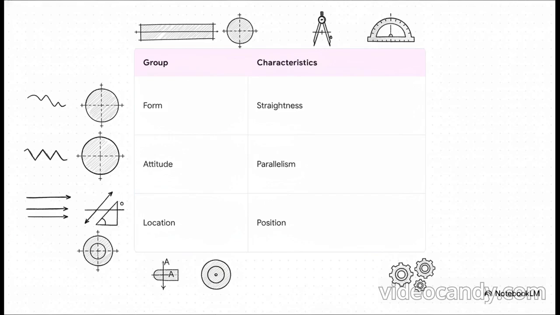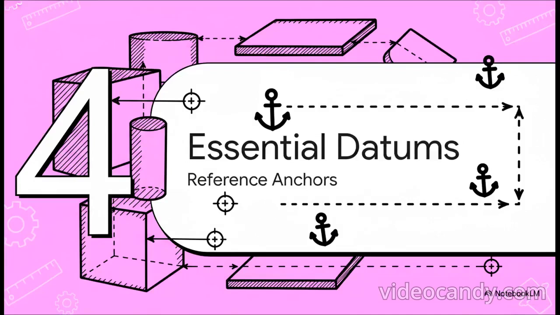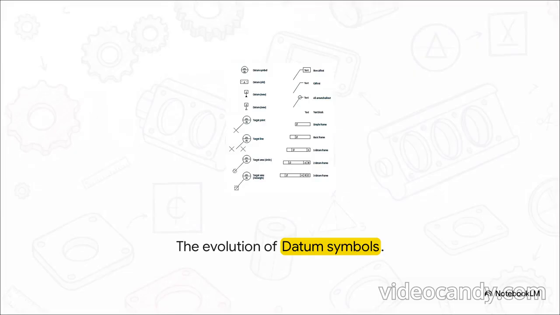Finally, location dictates precise coordinates relative to our datums, using symbols like crosshairs. Grouping them like this lets you instantly decode a drawing's demands. You just mentally shift from the general shape of a feature straight to its exact placement in space.